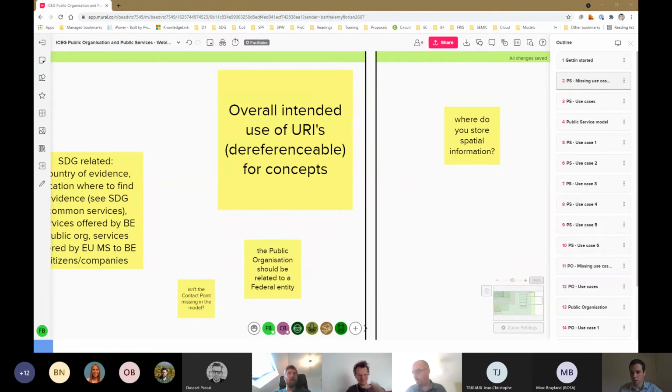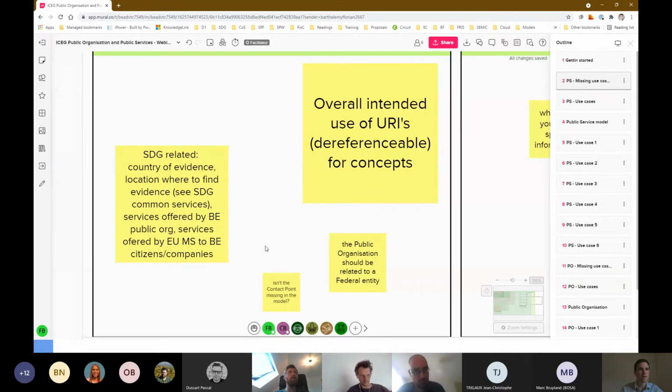Okay, good. So I understand that people are in favor of including the link to federal entity. The contact point I checked, it's indeed missing. So our mistake for that, we'll include it. It was mentioned in the example, and the idea is indeed to have the contact point class.